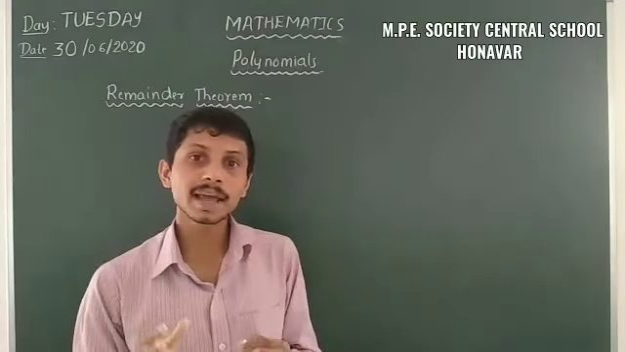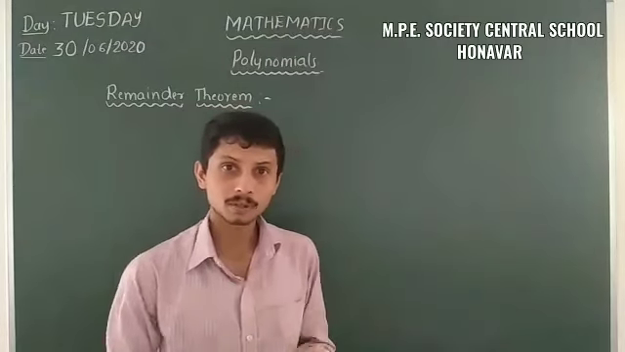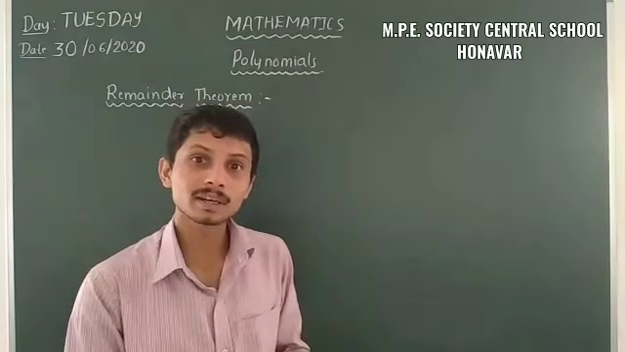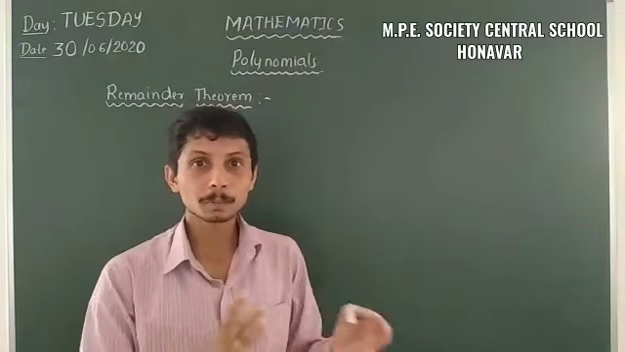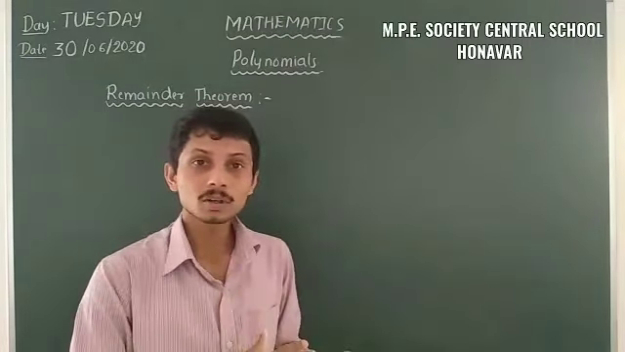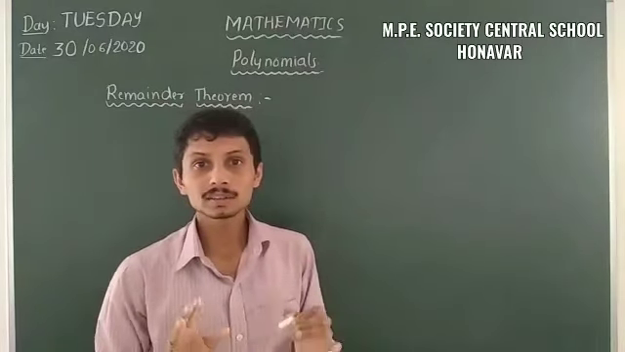I will take it as x minus a. After dividing those polynomials, we get the remainder. It can be expressed in the form of p of a. So the remainder of p of x is in the form of p of a. So let us look at the statement.